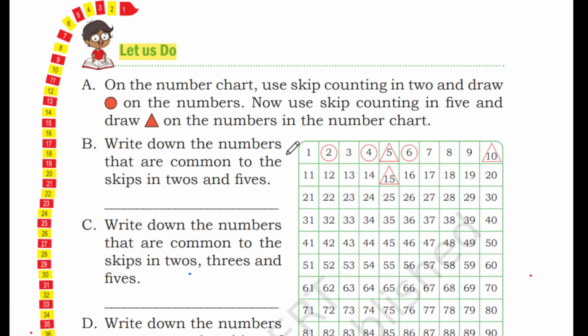For example, if you start with the number 0, you have to skip count by 2. From here it's 1, 2, and then we need to draw a circle. Again 1, 2, draw a circle. Again 1, 2, draw a circle. Likewise, you have to complete the entire chart. Okay, so let's do this.